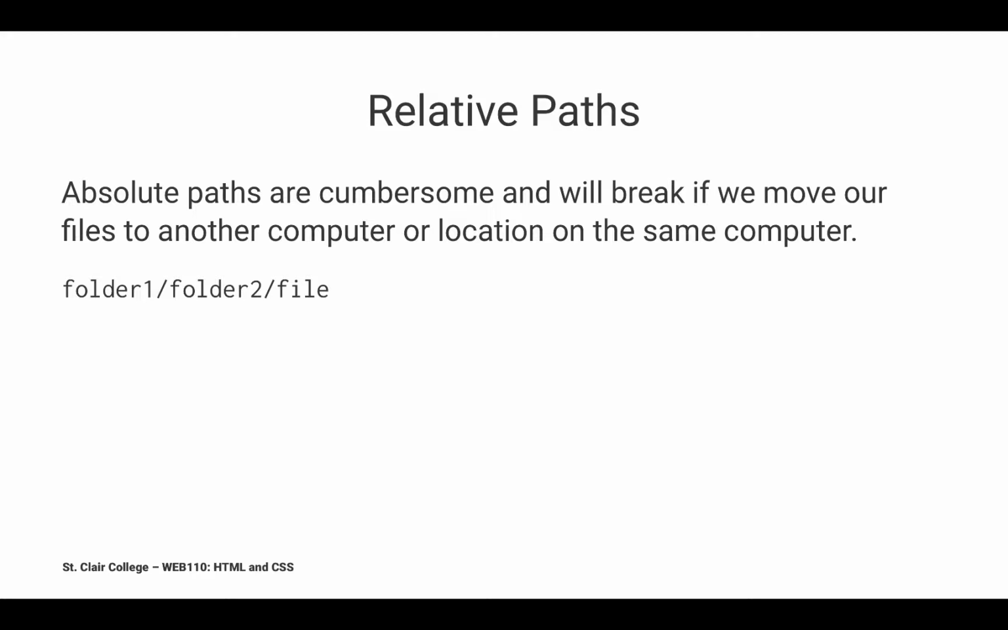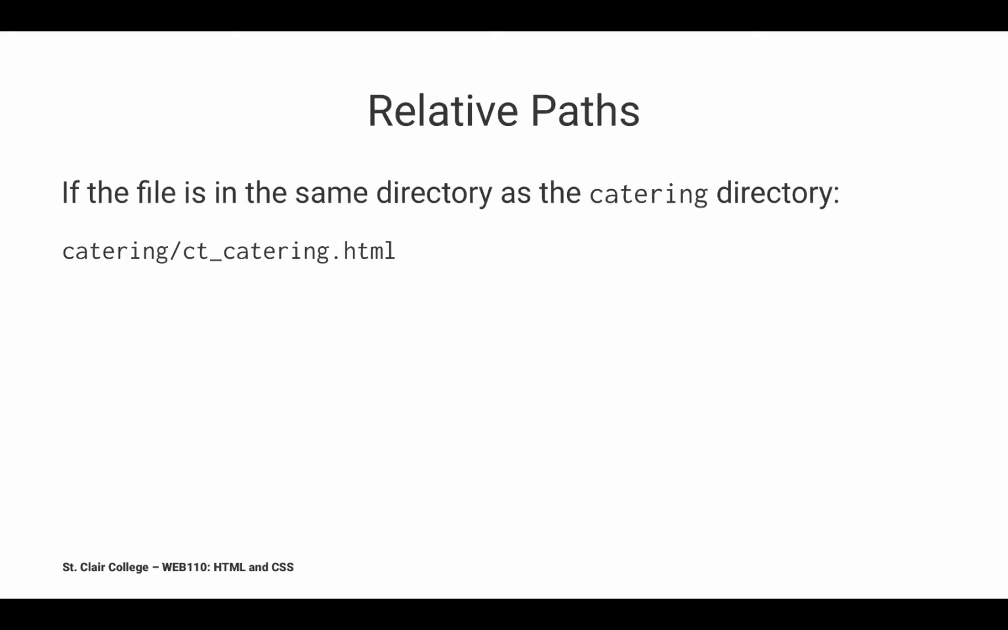In this case, we have folder 1, folder 2, file, assuming that folder 1 is in the same folder as the file that we're referencing this file from. If we were referencing an external file that was in a folder called catering in the same folder where our file is, then we could specify it by just saying catering/ctcatering.html. No slash at the beginning. That means that the catering folder is in the same folder as the file that we're referencing from.